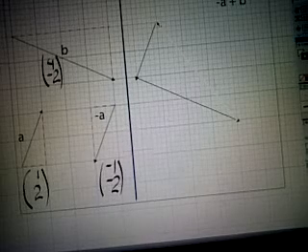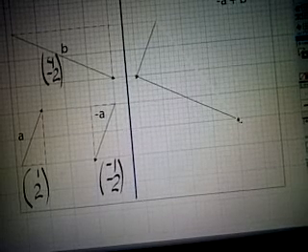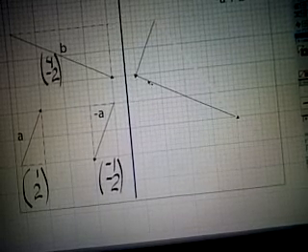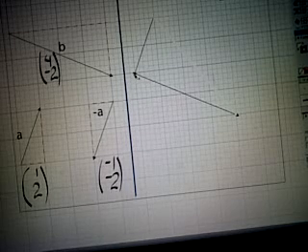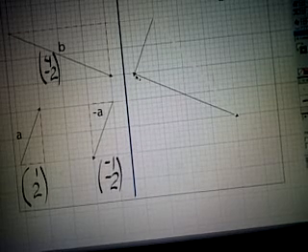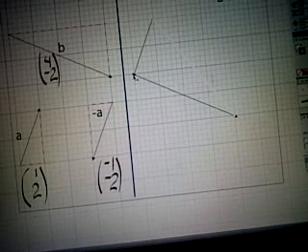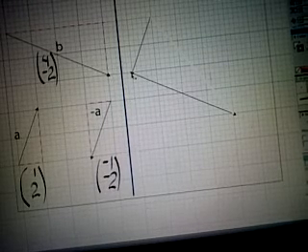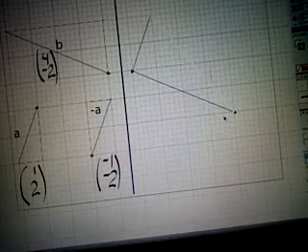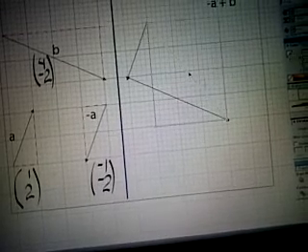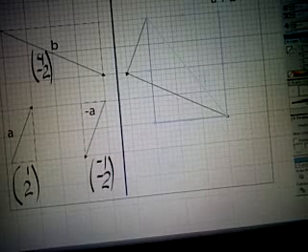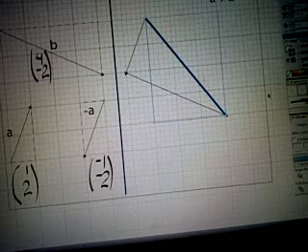So this is negative A plus B. Notice where I placed my B, at the end of A. Starting here, I ended here for negative A, and then I'm continuing from this point to B. Now, the resultant vector, which is the vector negative A plus B, looks something like this.